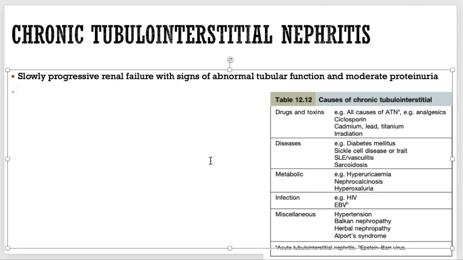So what's going on in this one? There is tubular atrophy and there is proteinuria and there is abnormal tubular function, right? So the patients usually present with polyuria and nocturia. Nocturia means they have to go during the night. And the proteinuria is, of course, less than 1 gram per day.